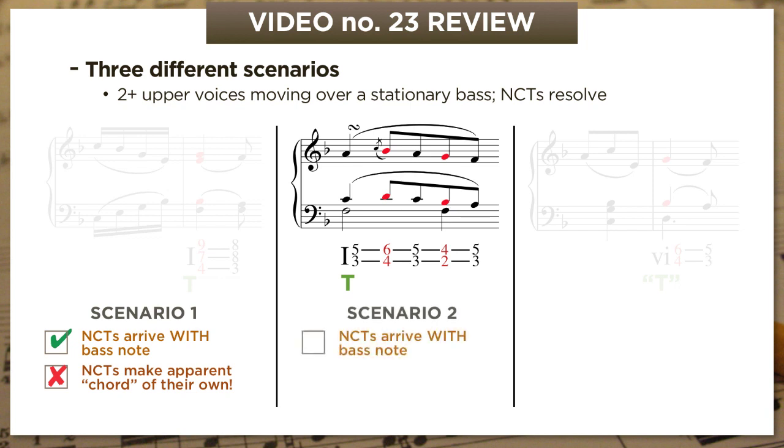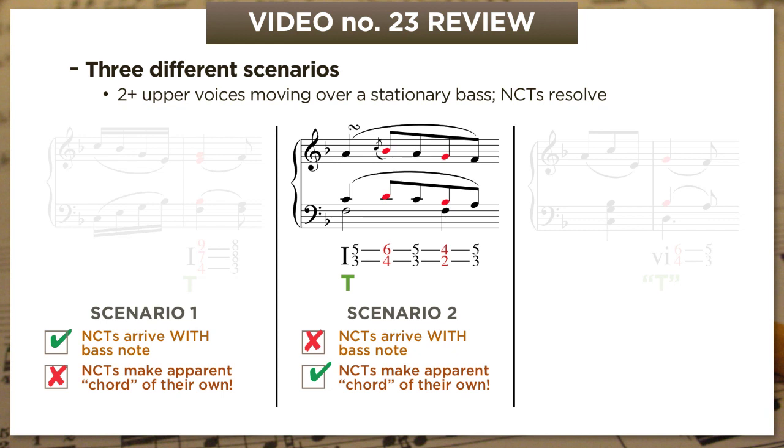In the second situation, we have exactly the opposite. Now the non-chord tones arrive after the bass note. So the upper voices start on chord tones and then move away. But here's the thing. In this case, the non-chord tones combine to make things that do look like real chords. The first pair makes a 6/4 sonority, and the second pair makes a 4/2 sonority. Those are chord types that we know.